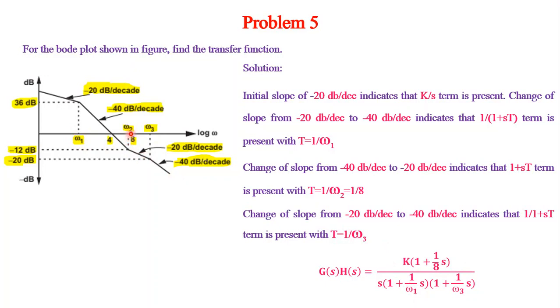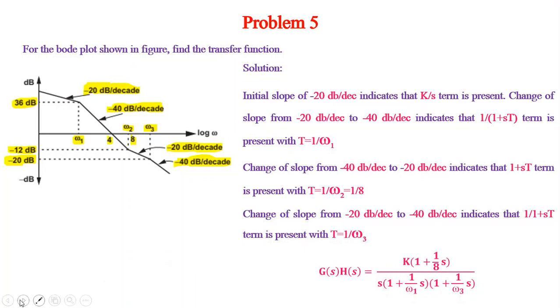Therefore, what is the corner frequency? 8 radian per second. Therefore, what is the t? 1 by omega 2, so 1 by 8. Then after omega 3, there is a 1 by 1 plus st effect. Therefore, 1 by omega 3 is the t term, so 1 plus st in the denominator with 1 by omega 3. I think if we are able to understand this, then finding k, omega 1 and omega 3 is quite easy.